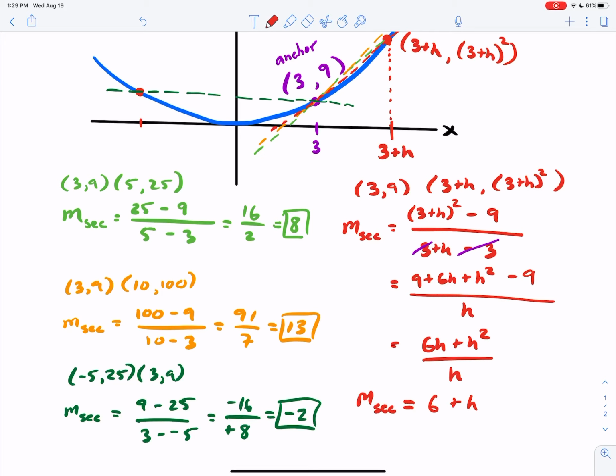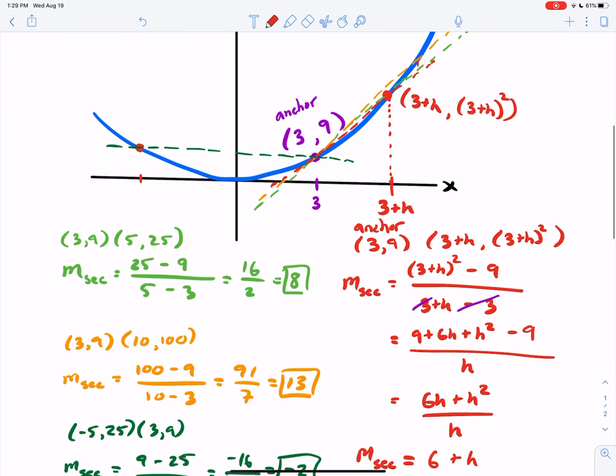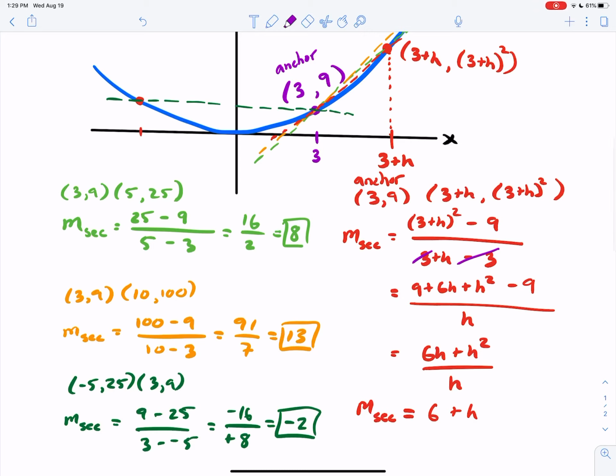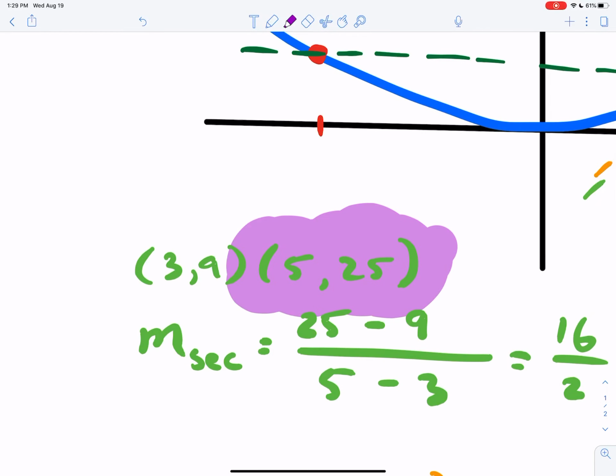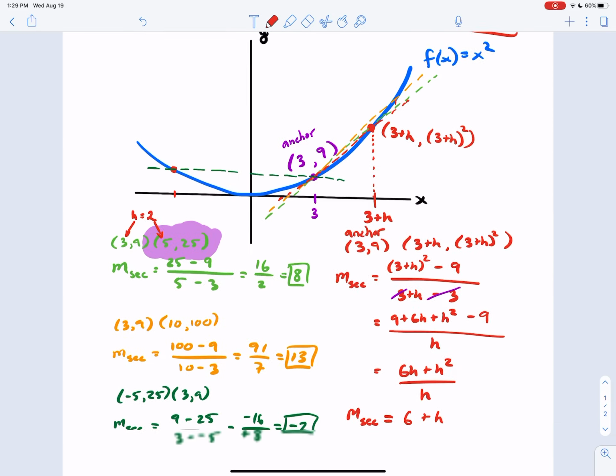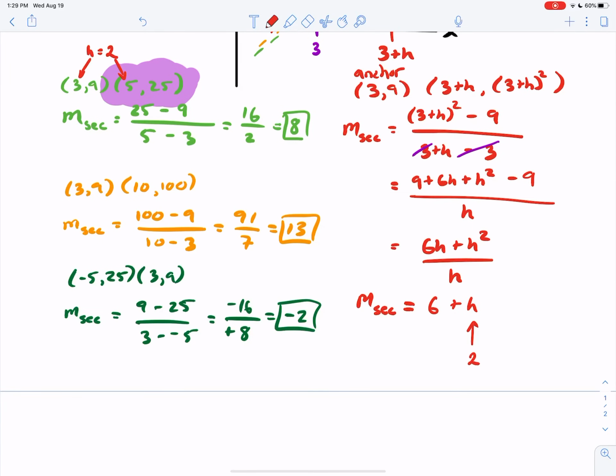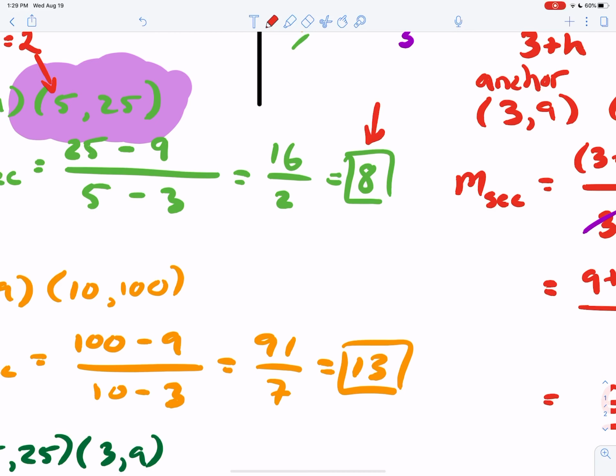This right here is the slope of the secant line with 3, 9 as the anchor. So check this out. Back over here, my point was 5, 25. Now the question here is, if the second point is 5, 25, what is the horizontal distance from these 2 points? How far is 3 away from 5? Right? So that means my h here is 2. So check it out. If I plug 2 in here, 6 plus 2 will give me 8, and take a look at that. I was able to find the slope at that moment.